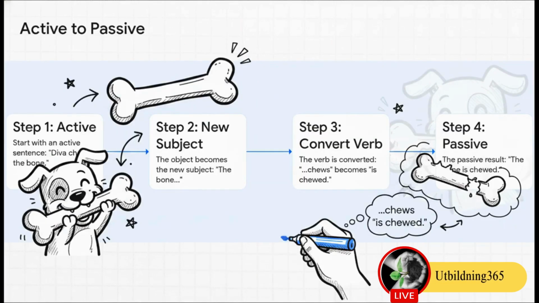Let's break down how to make this change with a really simple example. First, we start with a nice, clear, active sentence. Diva chews the bone. Diva's our subject, our doer. Step 2, to go passive, we take the object, the bone, and make it our new subject. Step 3, we change the verb from chews to is chewed. And then for the final step, voila, the bone is chewed. And look at that. Diva, our doer, has once again vanished from the sentence.